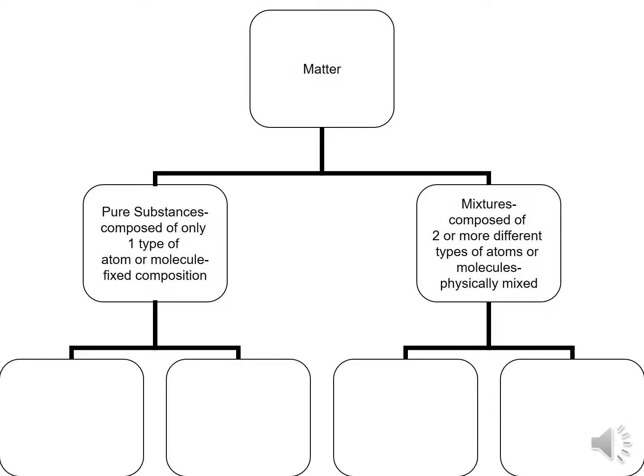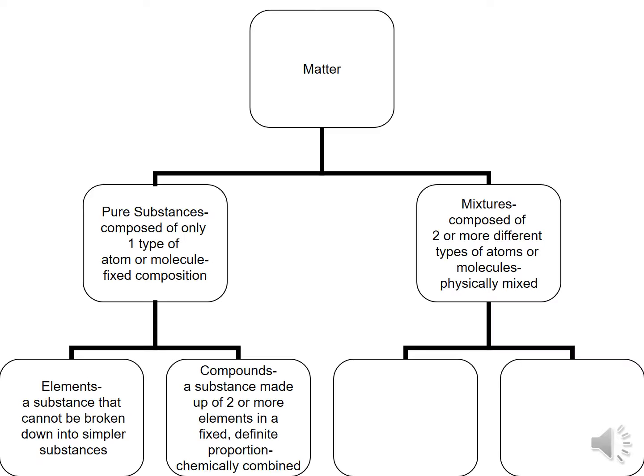But if matter cannot be broken down physically, we say that it is pure substances, composed of only one type of atom or one type of molecule, and has a fixed composition. So if it does have elements, then those elements are chemically combined. Different kinds of atoms are chemically combined to make molecules. Pure substances can be broken into two categories.